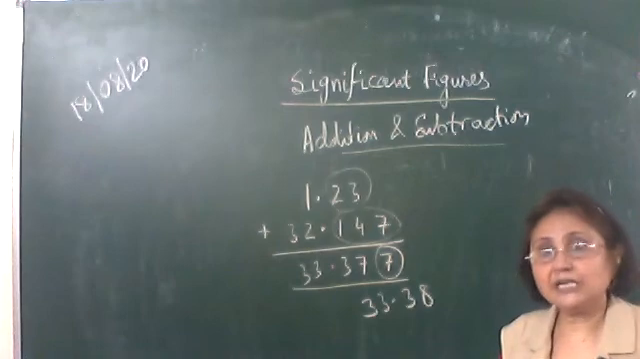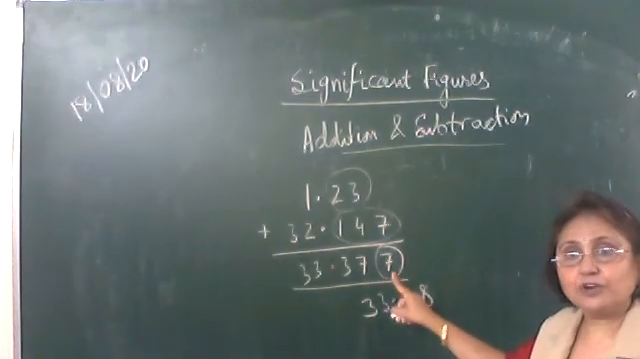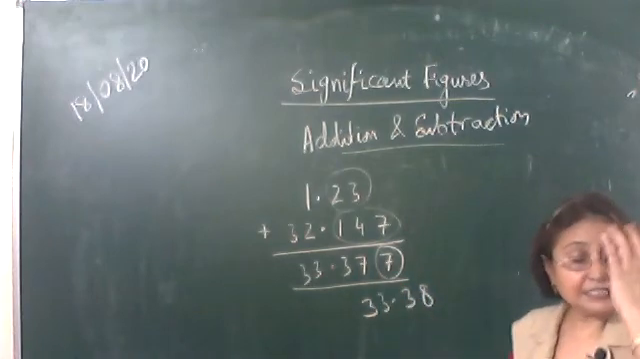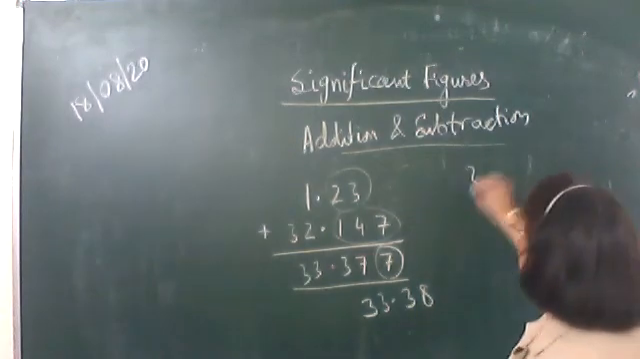So now we'll recollect the rounding rules. According to the rules, the digit to be dropped is greater than 5, then the preceding digit will be raised by 1. The same is for the subtraction. Let's take an example.